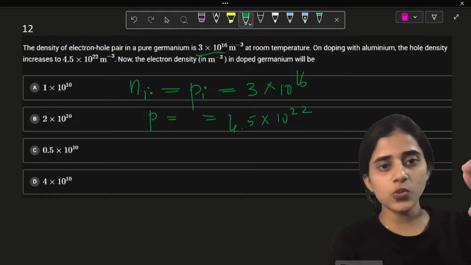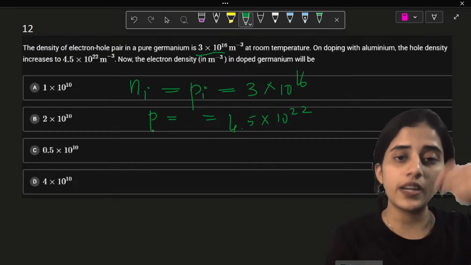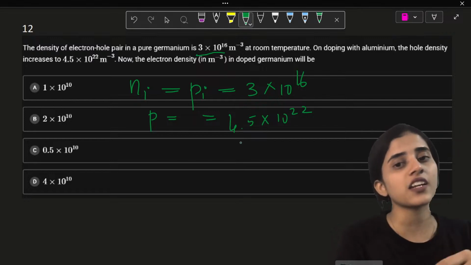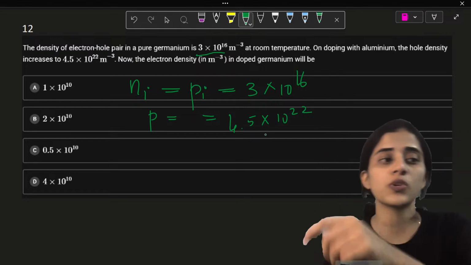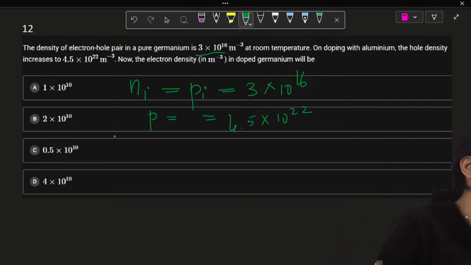Okay, so the first one is for a pure semiconductor. The second one is when it is doped. When it is doped, there are more holes. That's why from 3, the number of holes increased to 4.5 into 10 raised to 22. See, it's a huge increase. So the doping was strong, heavily doped. Very good. So now you need to know this formula.